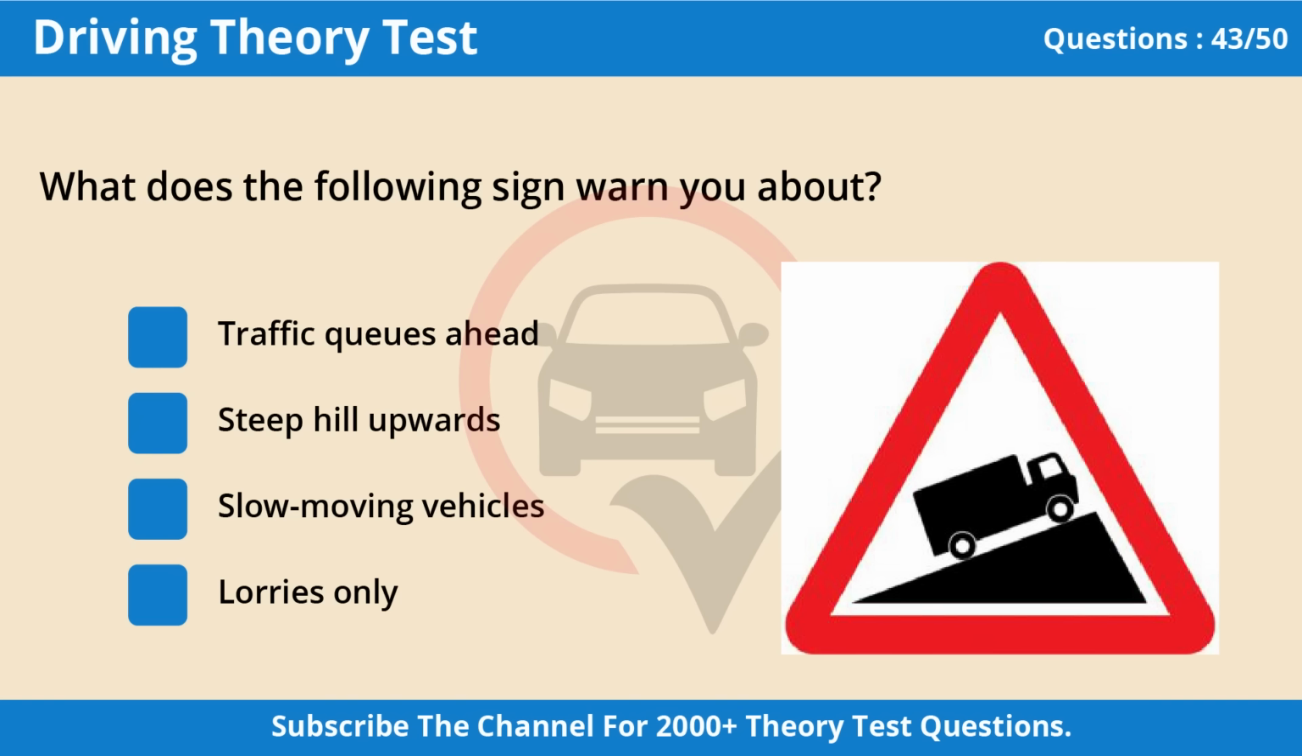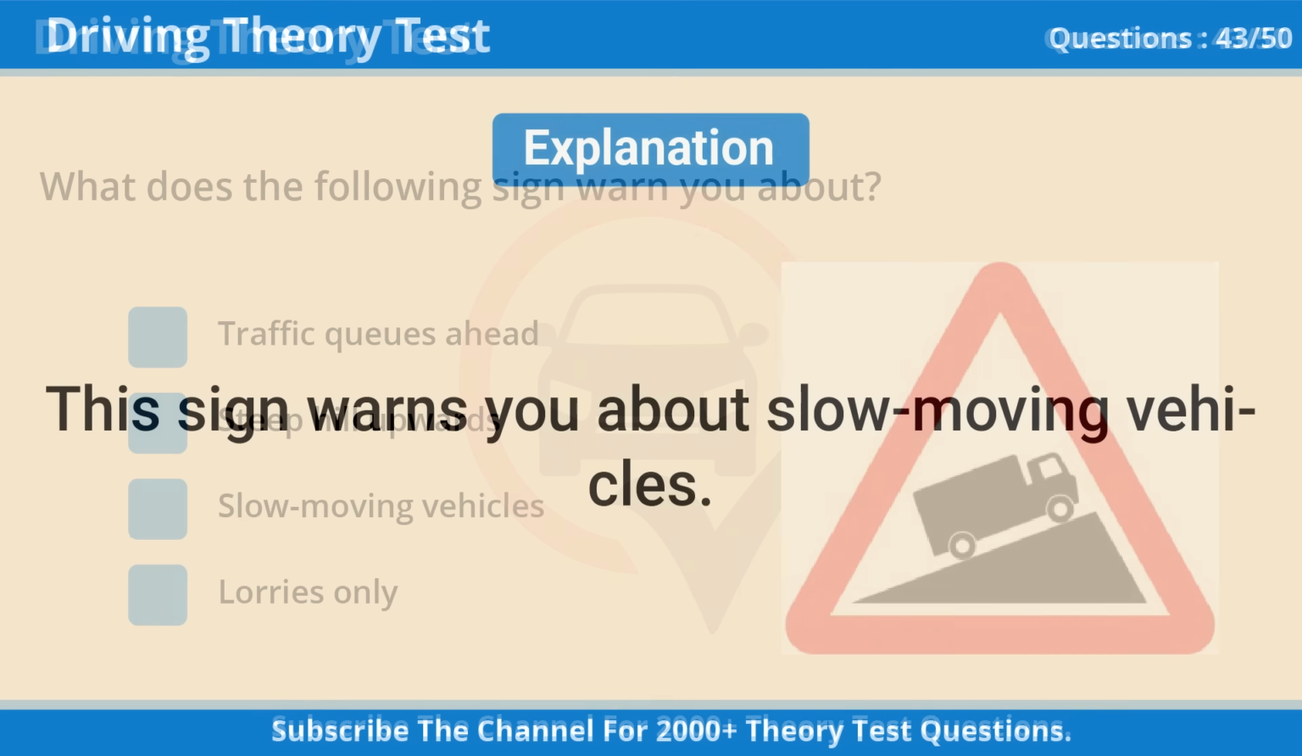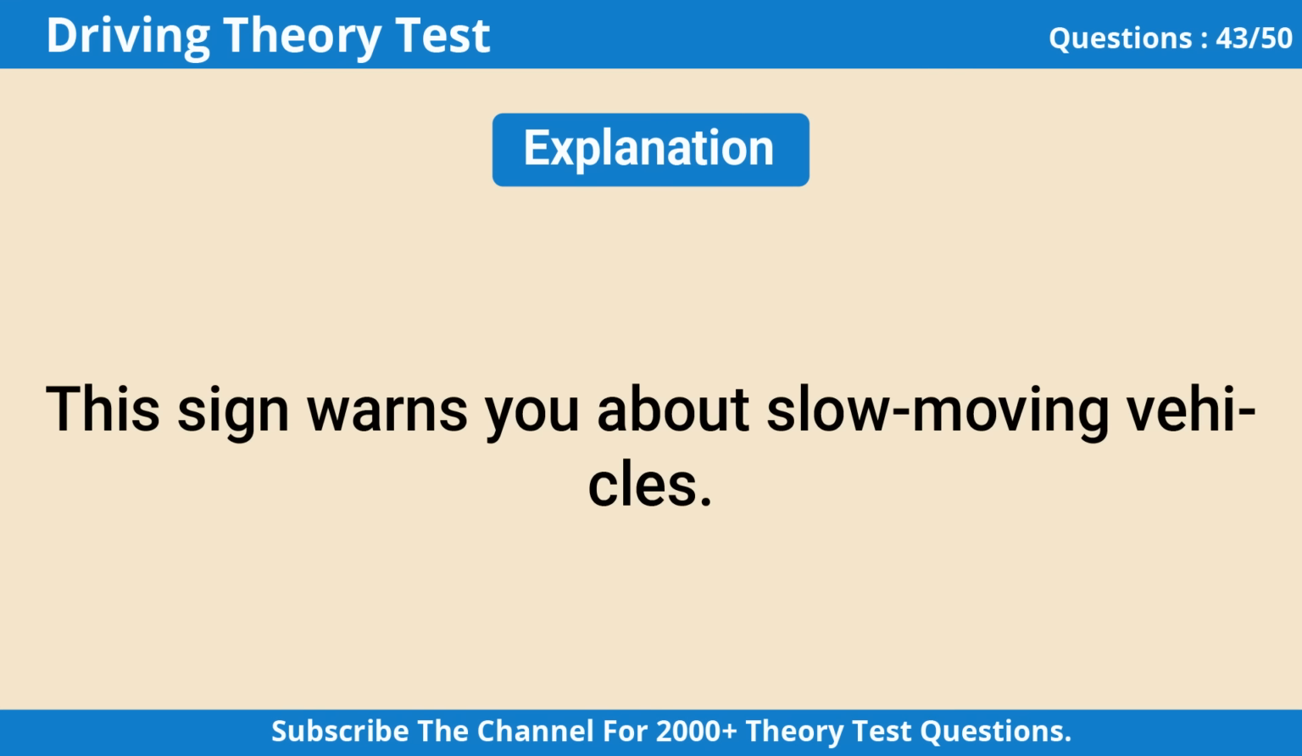Question 43. What does the following sign warn you about? A. Traffic queues ahead. B. Steep hill upwards. C. Slow-moving vehicles. D. Lorries only. C. Slow-moving vehicles. This sign warns you about slow-moving vehicles.